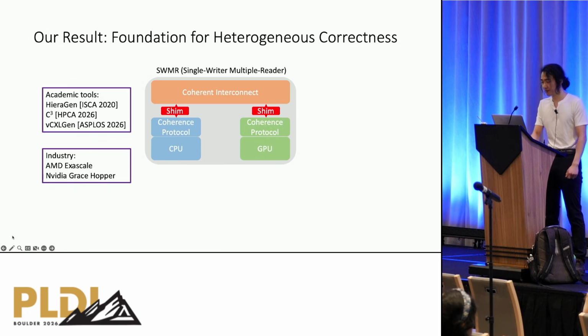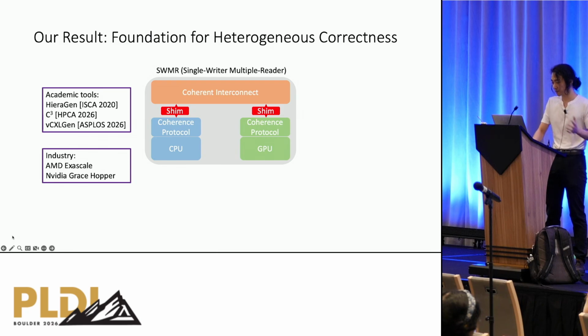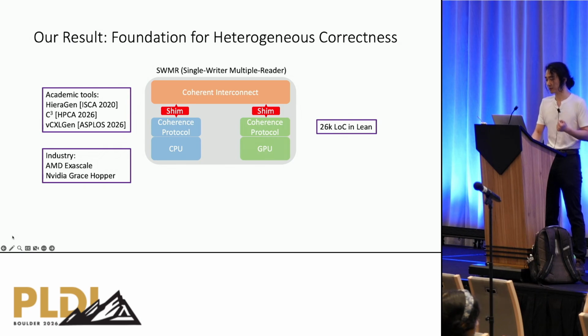Furthermore, the result enables a compositional approach to verification. Designers only need to verify each individual protocol against the properties that we mandate and check that the global protocol satisfies SWMR. Our compositional proof, 26,000 lines of Lean, then does the heavy lifting and shows that the composed system enforces the compound memory model.